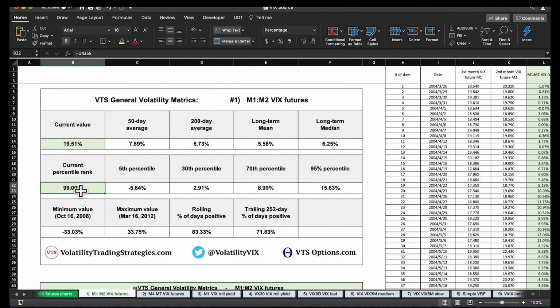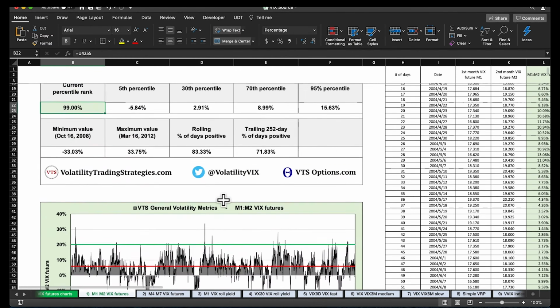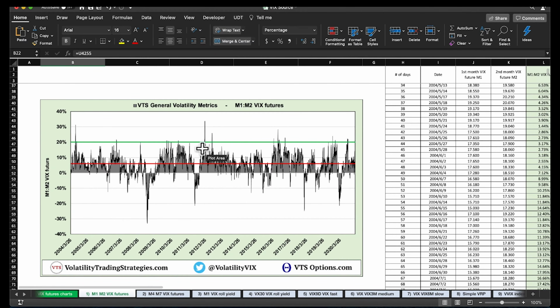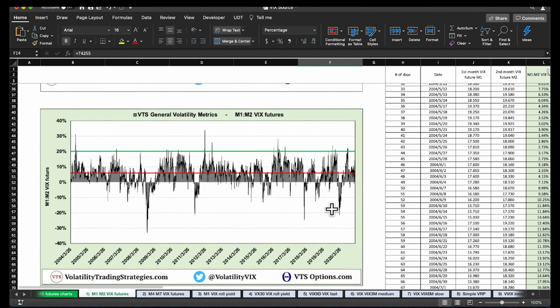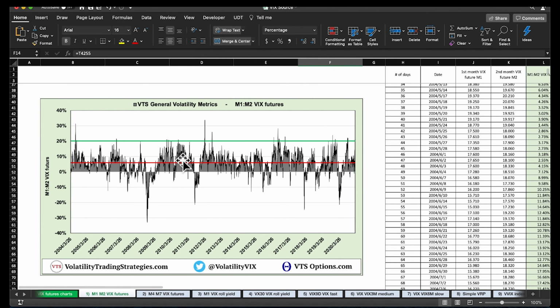It's actually in the 99th percentile. So if we look at a chart of this M1, M2 VIX futures Contango going all the way back to the launch of VIX futures in 2004, we can see that the red line is the long-term median at 6.25. That is the long-term average marked in the red line. The green line is where we're at right now, 19.51%, basically 20% Contango. It very rarely gets this high, right?